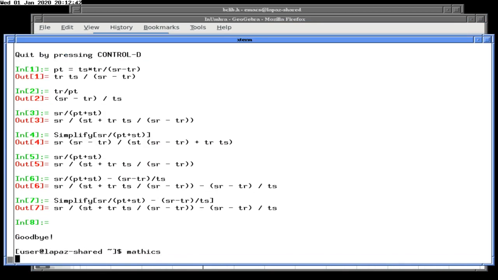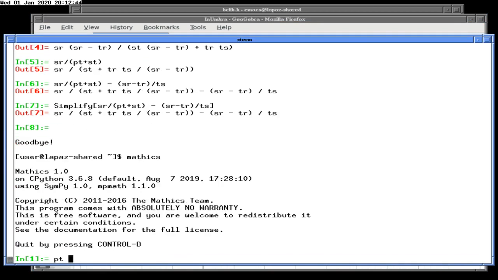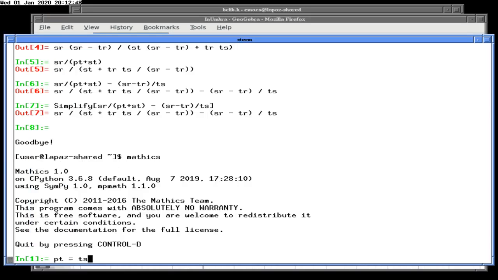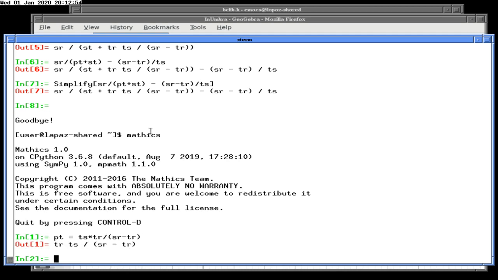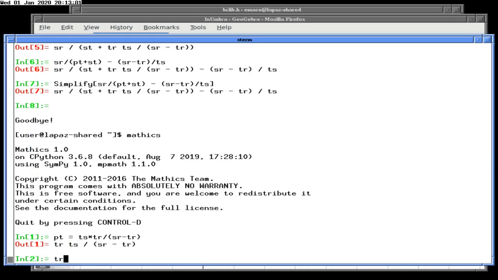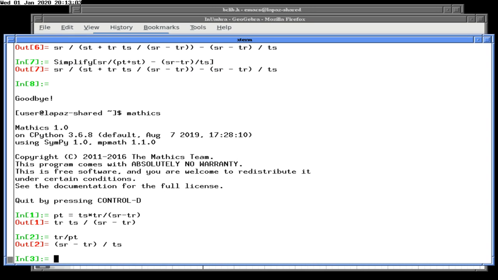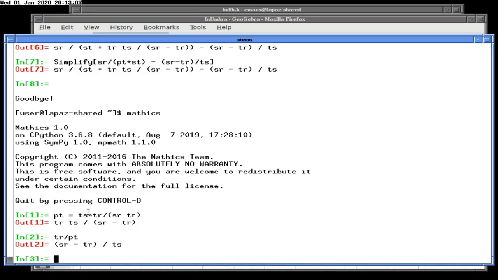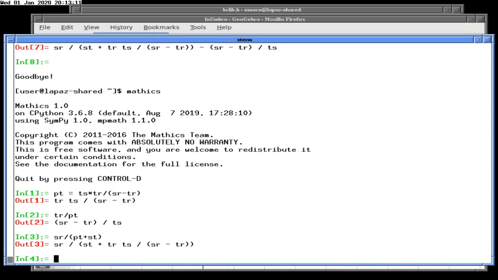Okay, PT equals TS times TR over SR minus TR. Then one of the ways to do this arcsine is TR over PT, which is very simple. And the other way to do it is SR over PT plus ST. And I think those will simplify to the same thing.